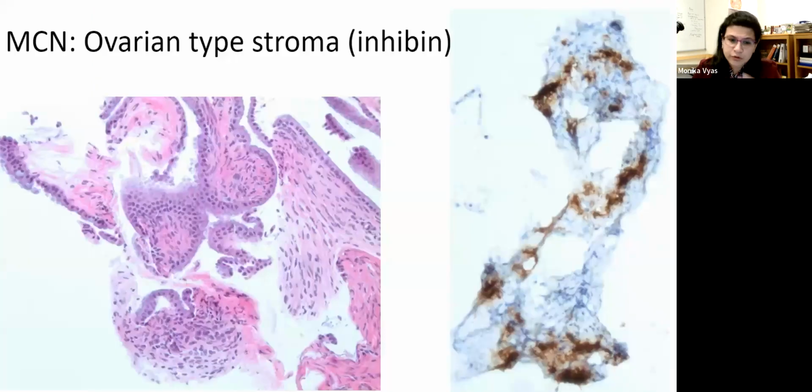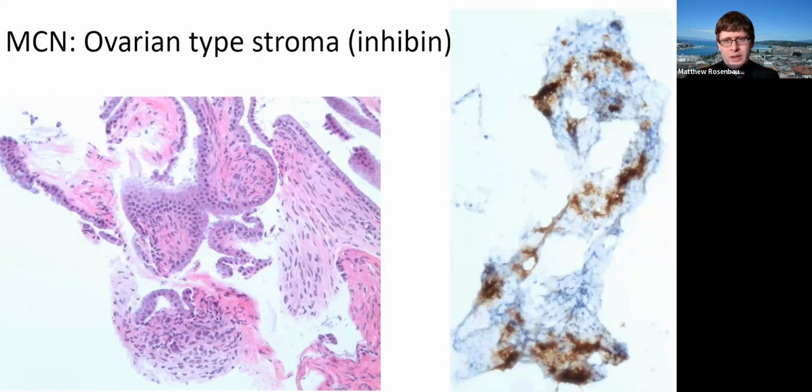And you can also see it on small specimens. I think Matt gave this picture of an MCN with ovarian type stroma here, and the stroma is highlighted by inhibin here. Is that correct, Matt? Any more cytologic clues on this one? No, it's very, very rare to get the stroma on cytology itself.